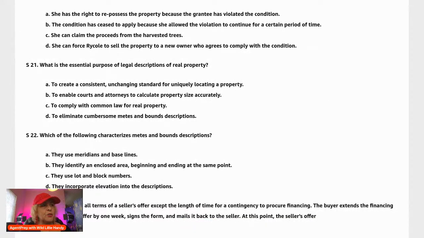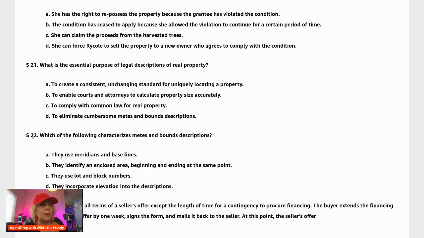What is the essential purpose of legal descriptions of real property? Legal description. How you identify a property. A, to create a consistent, unchanging standard for uniquely locating a property. B, to enable courts and attorneys to calculate property size accurately. C, to comply with common law for real property. Or D, to eliminate cumbersome metes and bounds descriptions.